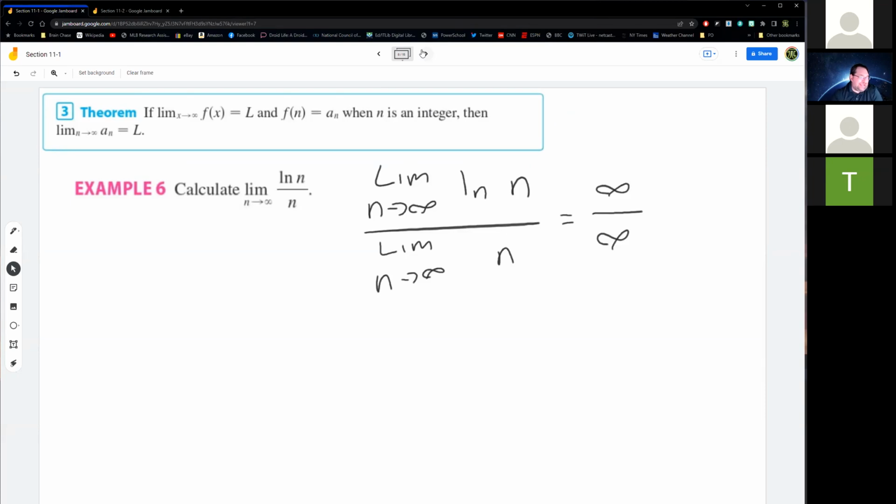But in this problem, I can't just divide by n to solve my problem, because ln of n divided by n doesn't help me. That's what I have already. So I've got to come up with some other method. And actually with this one, what we're going to look at is L'Hopital's rule. L'Hopital's rule says, if I'm looking for a limit, I can take the derivative of both pieces and find the limit of that one.